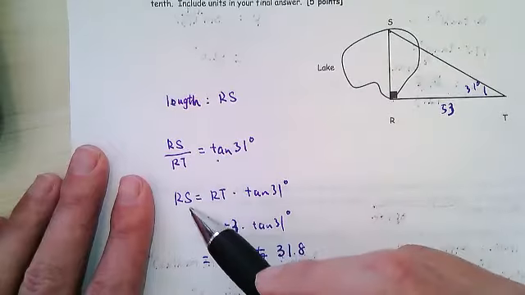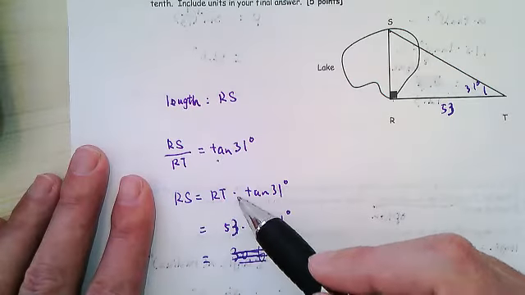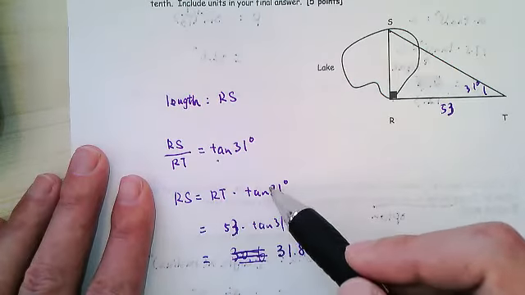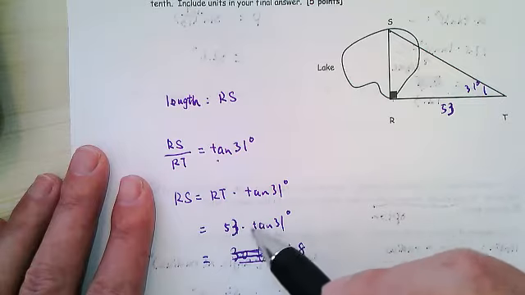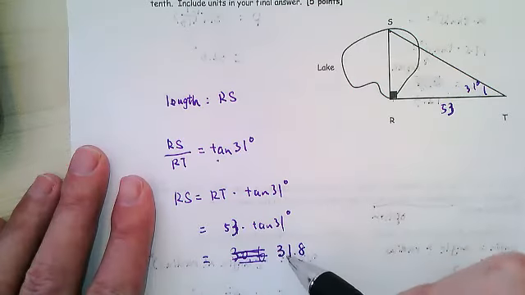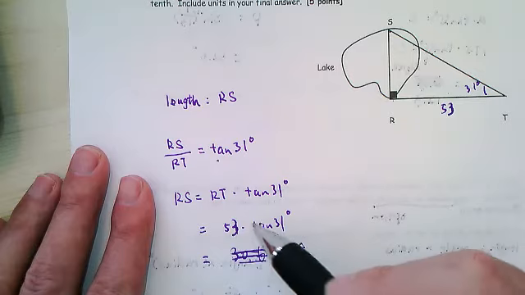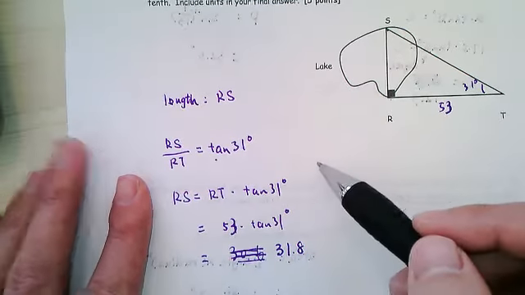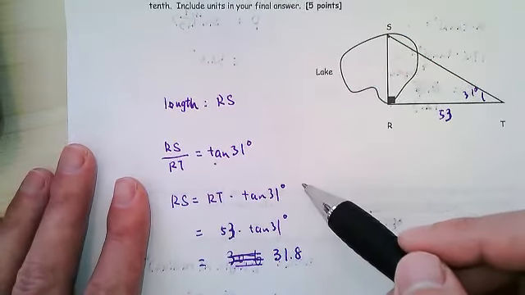You're looking for RS, so times both sides with RT. RT times tangent 31 degree, you get this. 53 times tangent 31 degree, you get 31.8. That's it. Any questions so far?